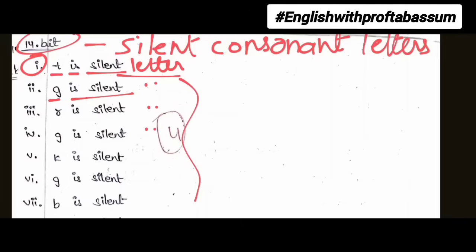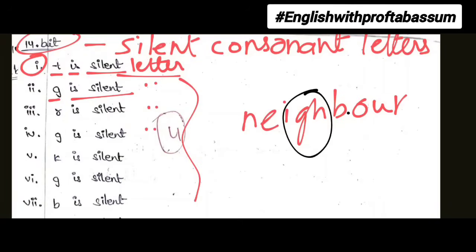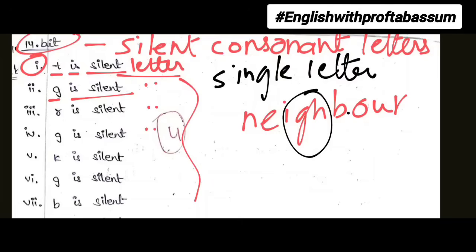For example, in the exam you'll get the word neighbor. So neighbor, G and H both are silent. So in this word neighbor, G and H are not pronounced. But in other words, single letters are only considered. Like for example in the word fight, when you pronounce fight, we don't pronounce G and H, right? That is G and H.